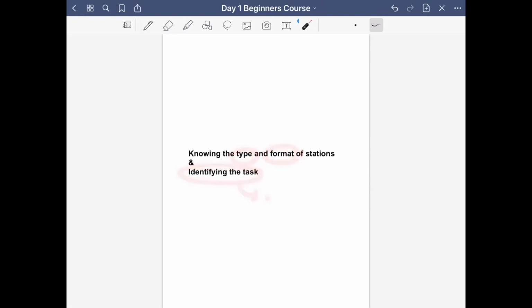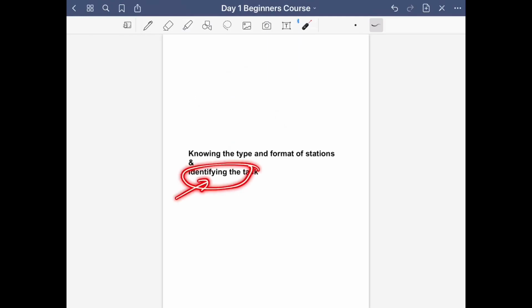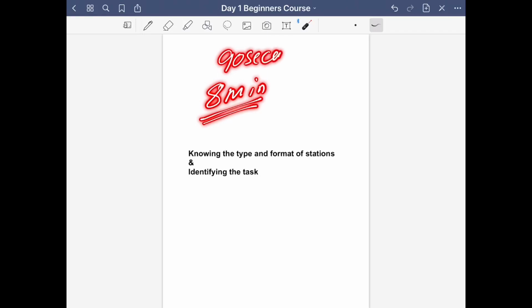Now, you will have 90 seconds outside the cubicle to plan and 8 minutes inside the cubicle to perform. There are a lot of things you need to do in those 90 seconds. One of the important things is to identify the task properly. Dear friends, if you are not able to identify the task properly, I guarantee that inside the cubicle in those 8 minutes, you will definitely have a very hard time with time management. In fact, the battle of 8 minutes is won if you do the proper planning in those 90 seconds outside the cubicle. Now let's discuss how to know the type and how to identify the task.